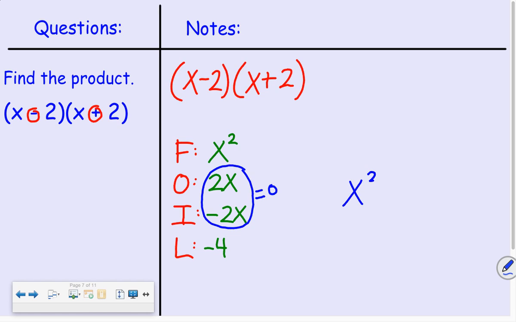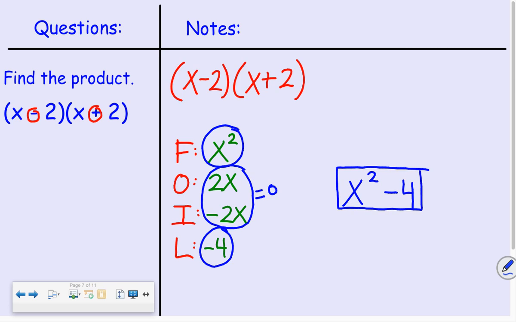So all we're going to write is the x squared from the top and the -4 from the bottom. So x squared minus 4 is our answer. We don't have to put 0 in there. We don't put an x because that would be 1x. So we have no middle term. We just have x squared minus 4.